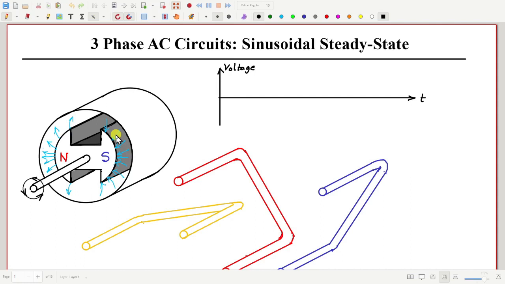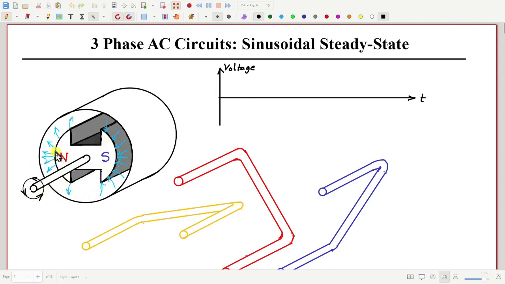So how is an AC voltage generated in a generator? Let us start from that. Roughly speaking, in this diagram you can see that we have a two-pole magnet, north pole and south pole, which is mounted on a shaft, and the shaft can rotate. Suppose this magnet is rotating inside a cylindrical space.